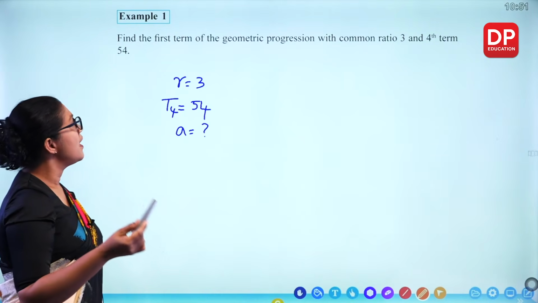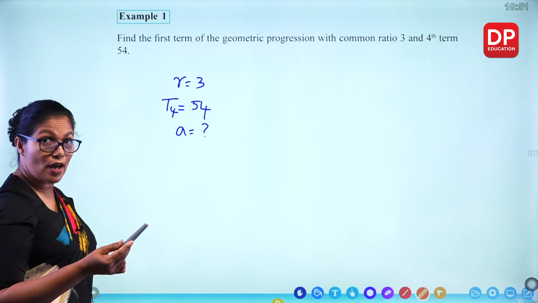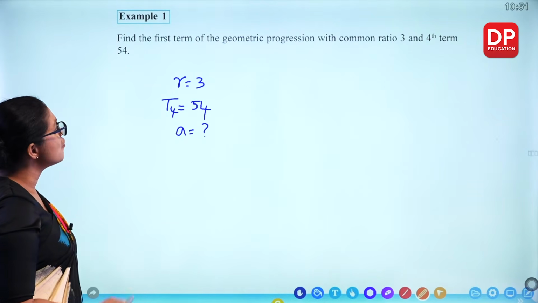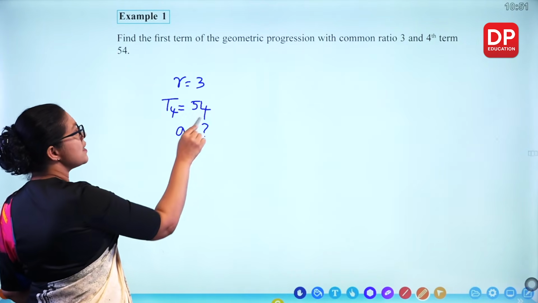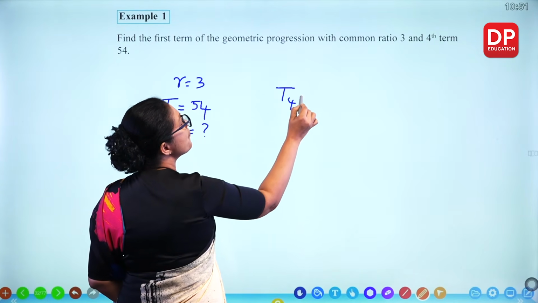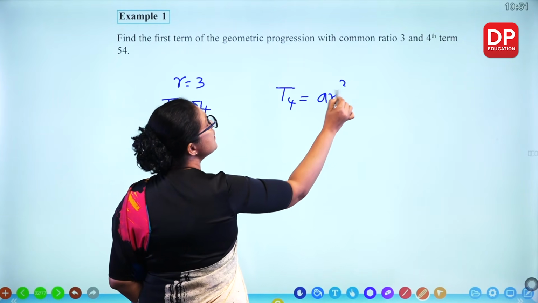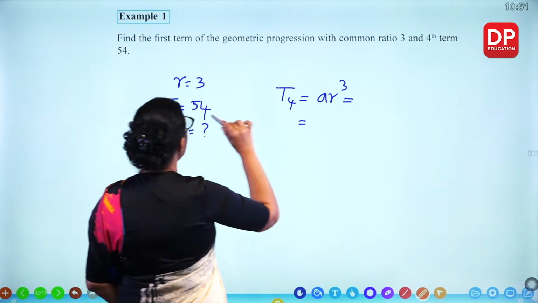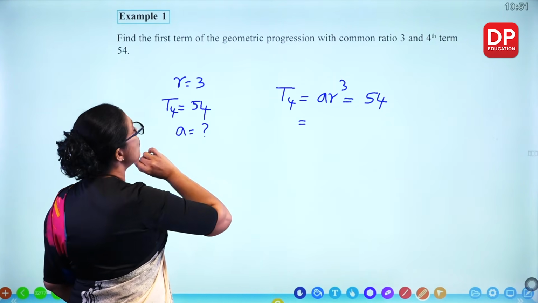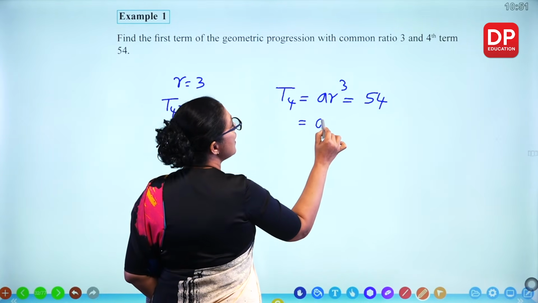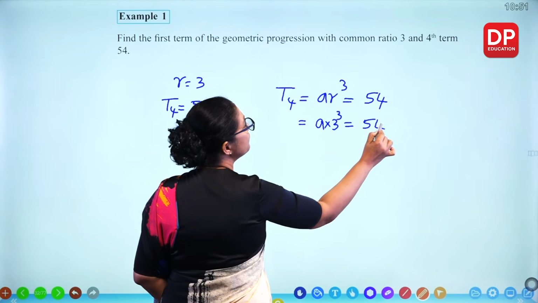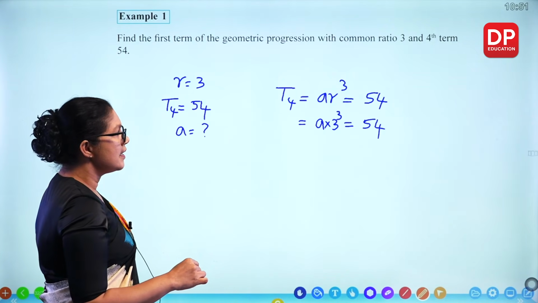Earlier, everything was given and you were asked to find R. Now A, the first term, is unknown. We'll try to find it out. We know the fourth term is 54, so we can use that formula. What is T4? AR to the power 3. But we know that's 54. A is unknown, but R is 3 now. A times 3 to the power 3 is 54. What is 3 to the power 3? 27.